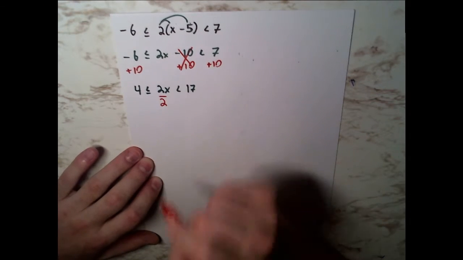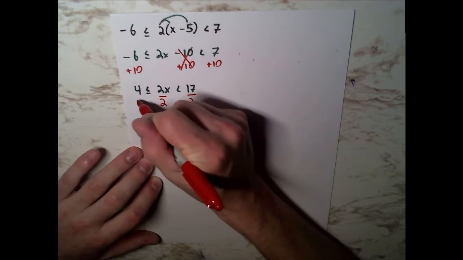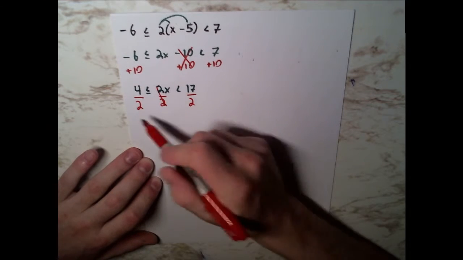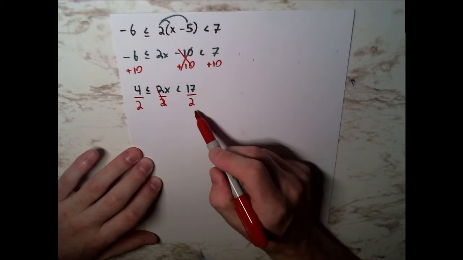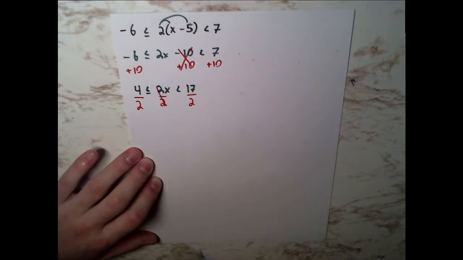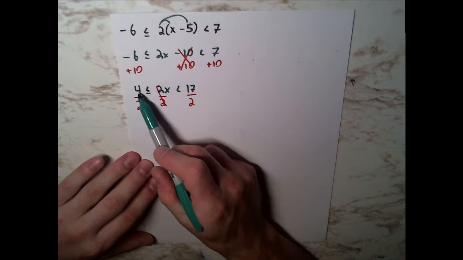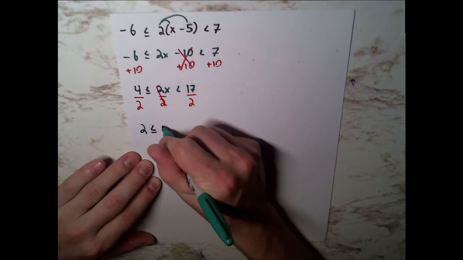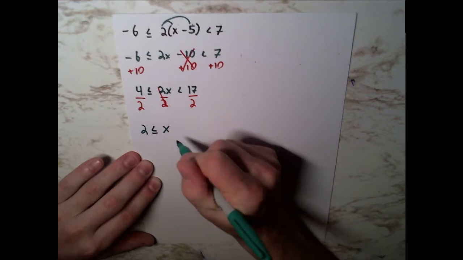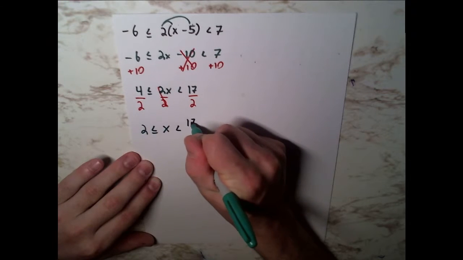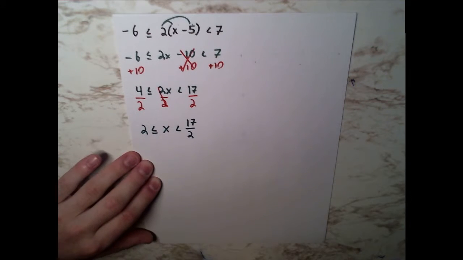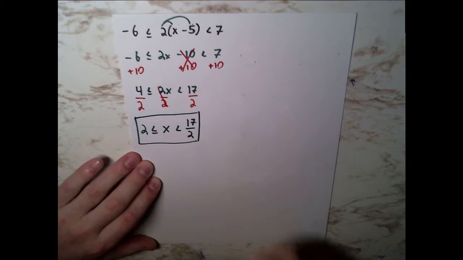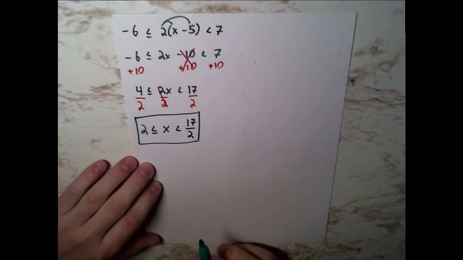So we're going to divide by 2 here, divide by 2 here, and divide by 2 here. So we get a cancellation here, and then we're left with 17 halves over here and 4 halves over here. So simplifying down a little bit, 4 divided by 2 is just going to give us a 2, and that's less than or equal to x all by itself, and that's less than 17 over 2. So now that x is all by itself, we have a solution. So there is a solution to our equation.